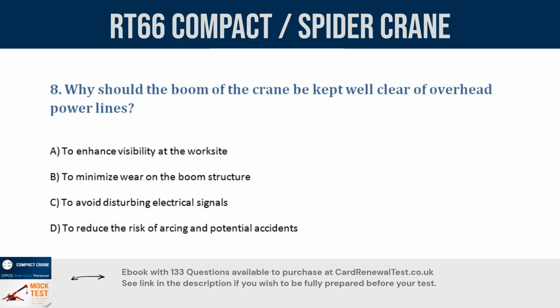8. Why should the boom of the crane be kept well clear of overhead power lines? A. To enhance visibility at the worksite. B. To minimize wear on the boom structure. C. To avoid disturbing electrical signals. D. To reduce the risk of arcing and potential accidents. Correct answer, D. To reduce the risk of arcing and potential accidents.